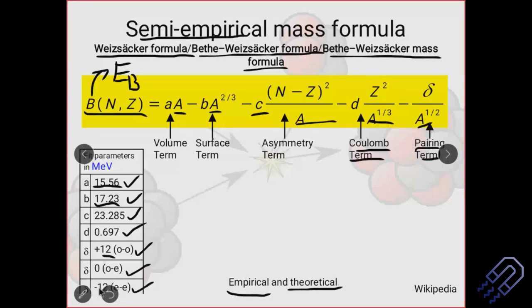Please don't mess up with the sign here. If this is a minus, it basically adds up. That means if this is even neutron and even proton, the binding energy will be more. It's very obvious, because they form a pair. If all of the protons are paired with protons, and all the neutrons are paired with neutrons, they are more tightly bound. So more energy will be needed to take out the neutron or the proton. So obviously this pairing term will become positive.